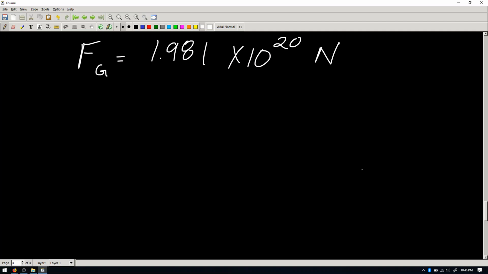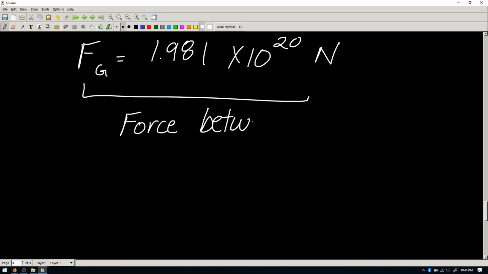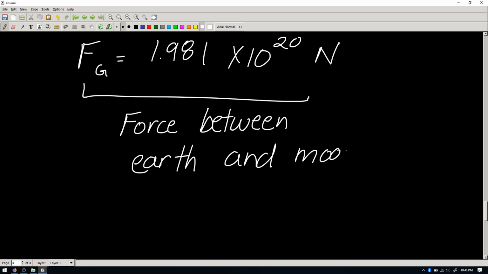Okay, so it's that much. So this is the actual force between Earth and Moon in newtons.